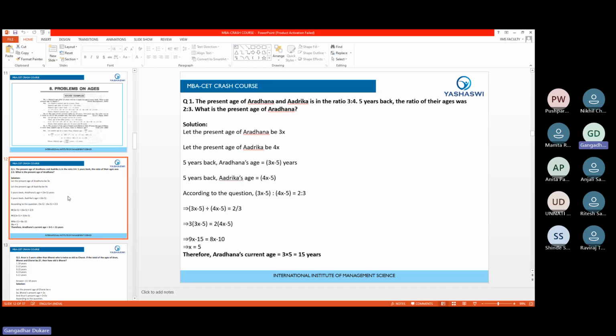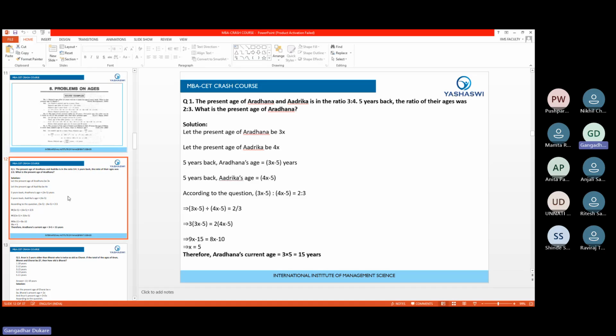So the equation is 3x minus 5 divided by 4x minus 5 equal to 2/3. Again we use cross multiplication: 3 into 3x minus 5 equals 2 into 4x minus 5. In case of a ratio, there will always be cross multiplication of the equation. So we get 9x minus 15 equals 8x minus 10, so x equals 5.